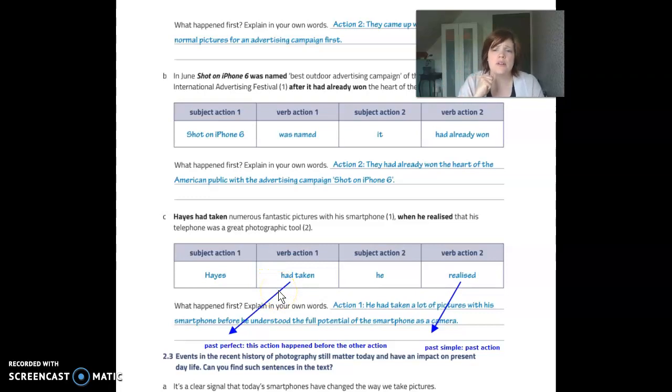Now, if you were to draw this on a timeline, then you would see that this action is the one that takes place first, the one that takes place the farthest in the past. This is the action that happens before the other action. When that is the case, when you have two past actions in your sentence, we use the past perfect tense, which you see here, had taken, to describe the action that happens first, to describe the action that happens before the other action. Second action, the one that is closest to the present, simply gets the past simple that you already know. Let's now have a look at the blue grid on the next page and fill that in.